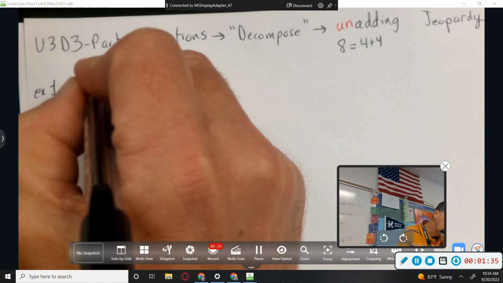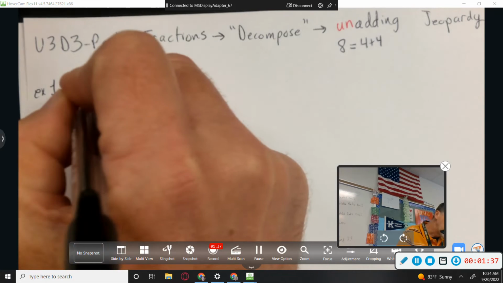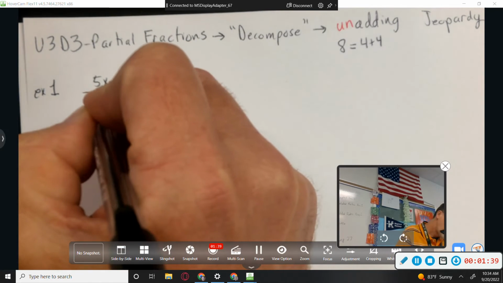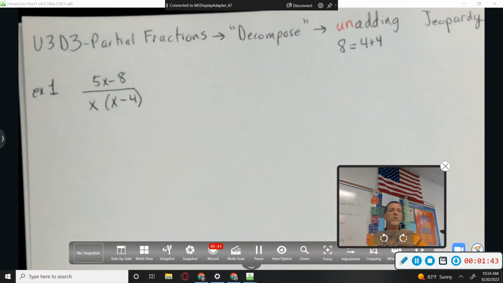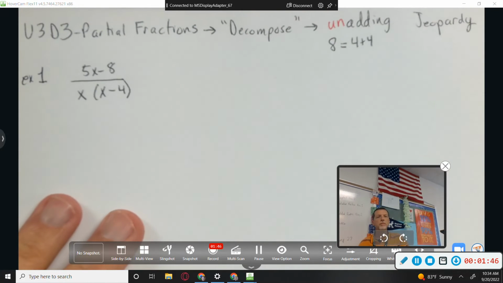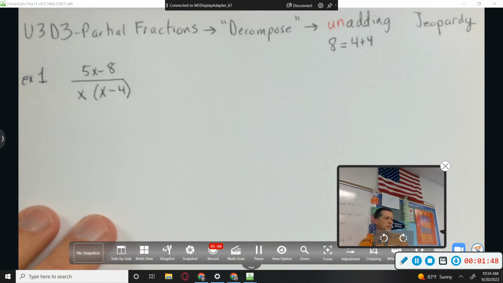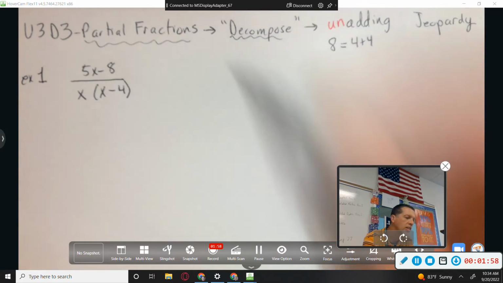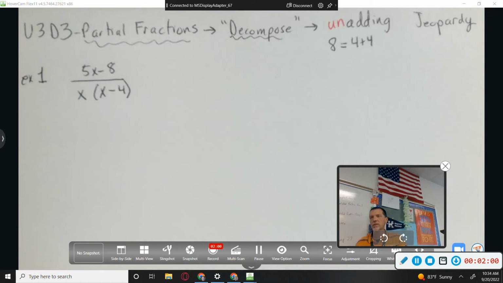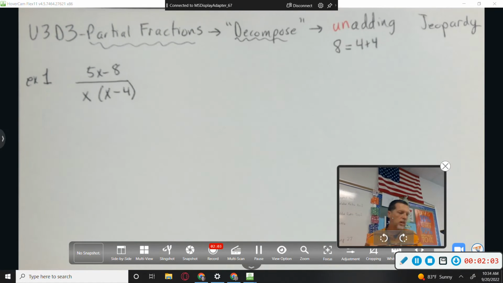So let's start with our answer: 5x minus 8 over x times x minus 4. It's a little bit weird because you're like, well, what do I do with that? Except that the instructions will say something like decompose into partial fractions. Like, figure out where it came from. Why is that our answer?